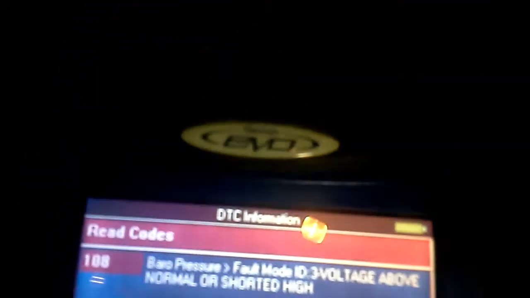Okay, so we got a code here. Okay, our first diagnostic troubleshooting code: barometric pressure. I don't know if you guys can see that. Fault mode: voltage above normal or shorted high. So basically, that means somewhere in the barometric pressure sensor, which is the atmospheric pressure sensor, it's getting high voltage where it doesn't need to.